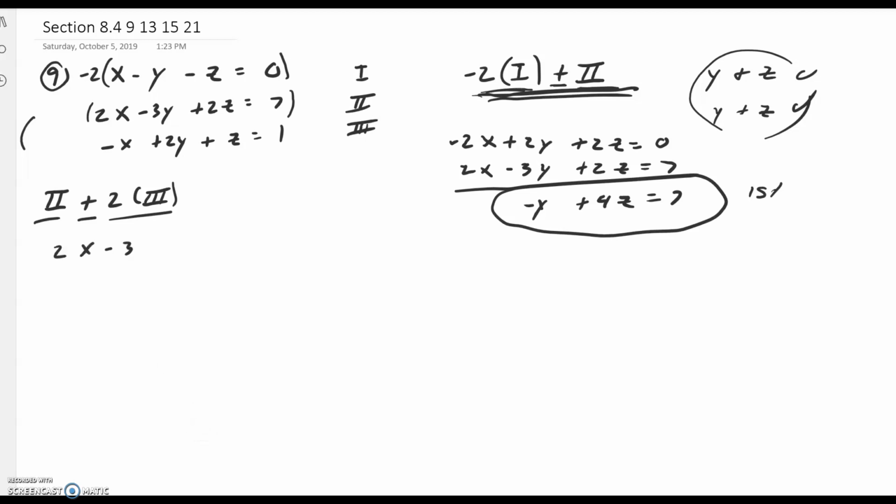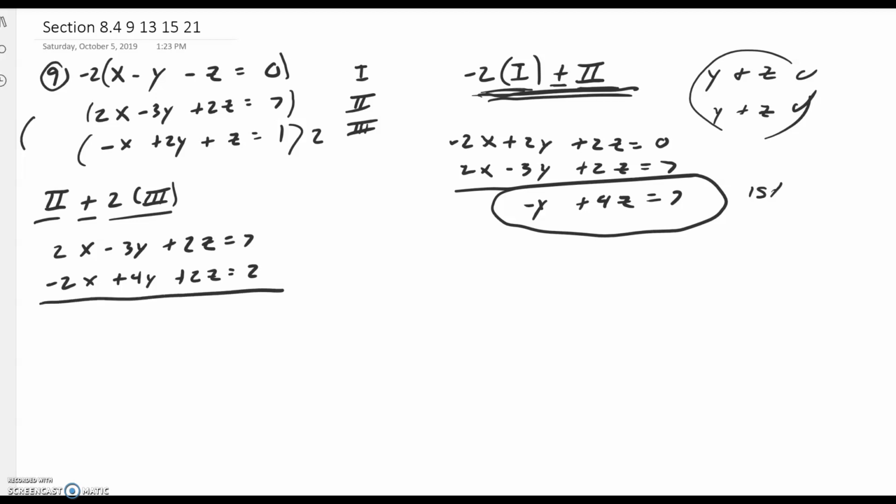We have 2x minus 3y plus 2z equals 7. And then we got to distribute a 2 through this one. So I'm going to have a negative 2x, and my x's are working out as planned, plus 4y plus 2z equals 2. Now I lost my concentration in the middle of that, so right now as I'm talking, I'm going back and checking, and I think that I've done it correctly. So I get y plus 4z equals 9.